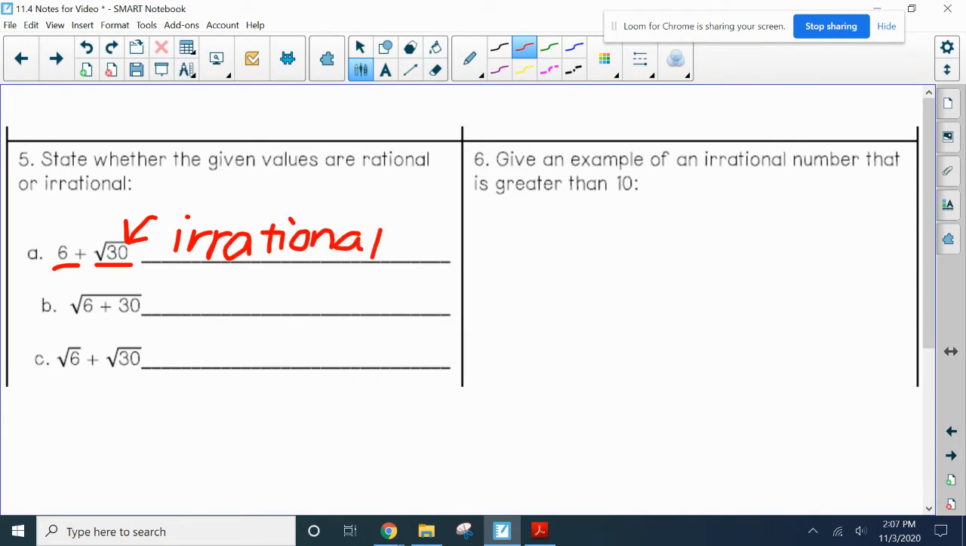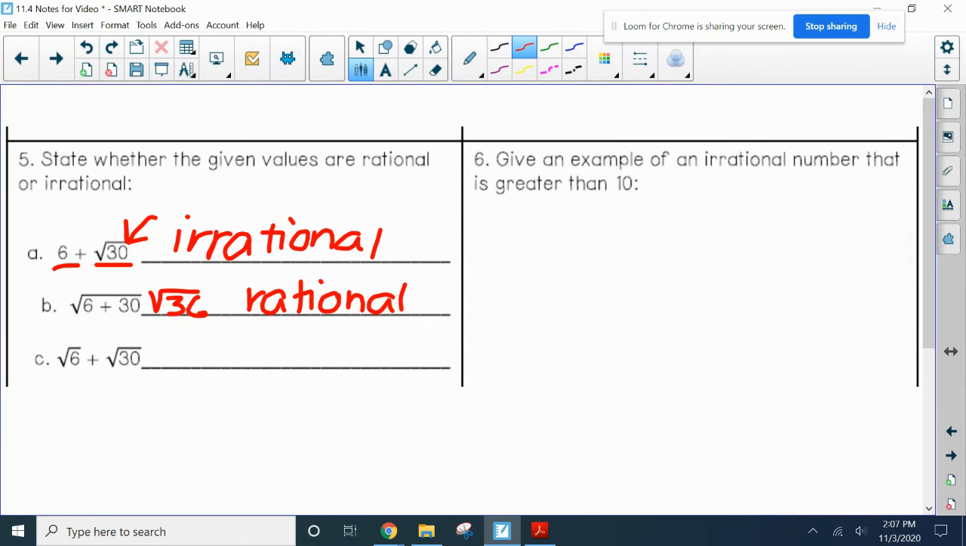How about this next one? I still see 6 plus 30, but this time the 6 is in the square root. So before I pull out the square root, I've got to add them together. So I have the square root of 36. Is that a perfect square? Yeah, 6 times 6 gives me 36. So that's rational.